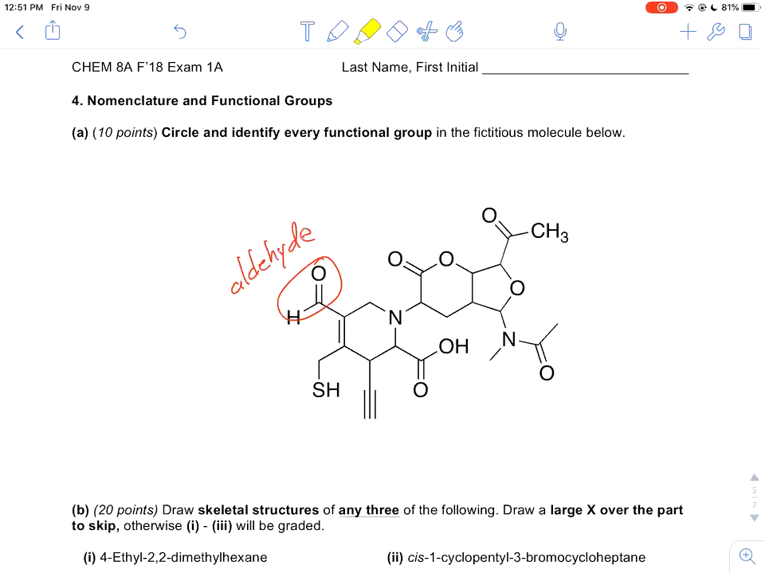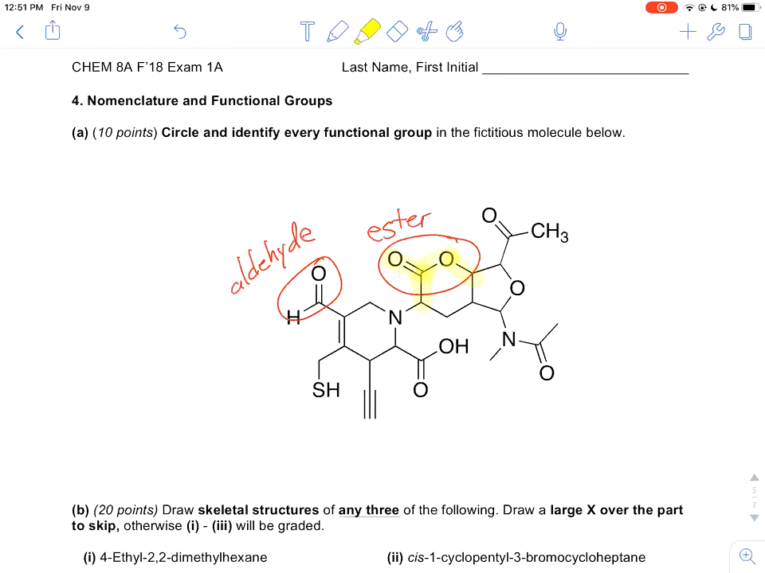We then have over here another carbonyl, carbon-oxygen double bond. We see on one side we have a carbon, and on the other side we have an oxygen. That oxygen is connected to another carbon, which makes that functional group an ester. Ester.